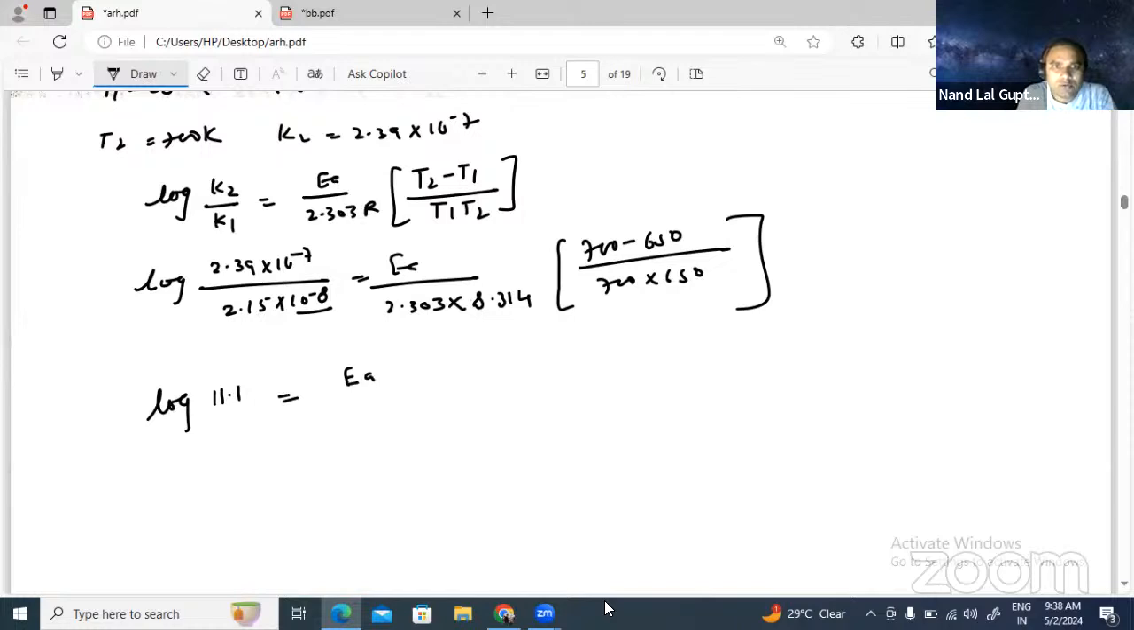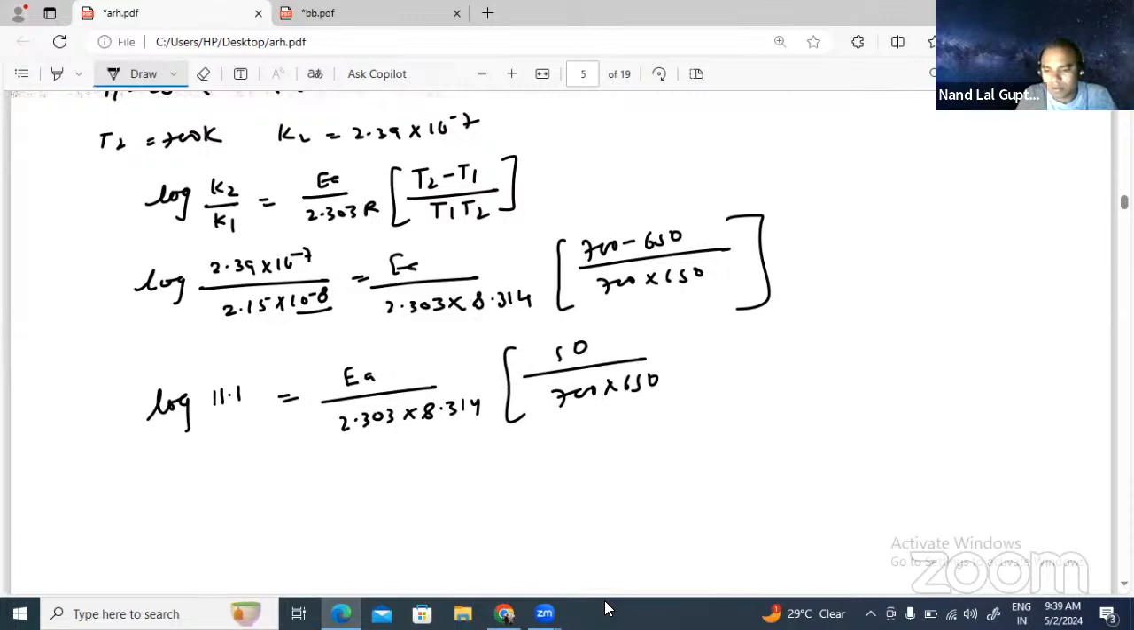This is coming equal to activation energy, which is 2.303 multiplied by 8.314. And here in the bracket, I think it is coming 50 divided by 700 multiplied by 650. Okay. Now, what we need is the log value. What is log 11.1? Generally, in the board exam, the log value is always given. So let me find out the value, please.